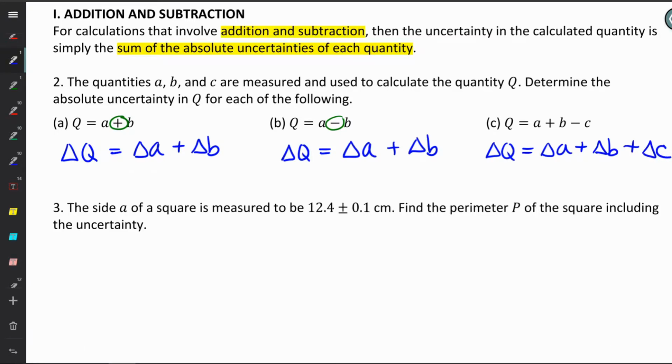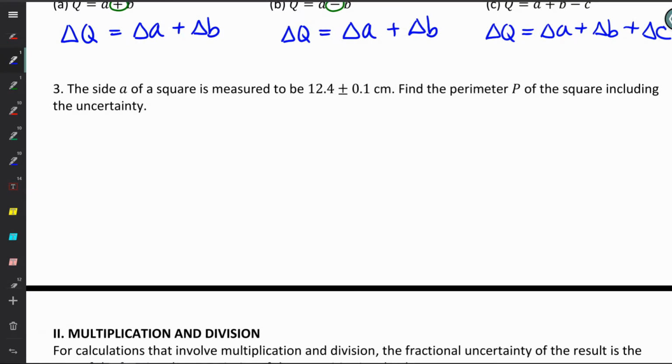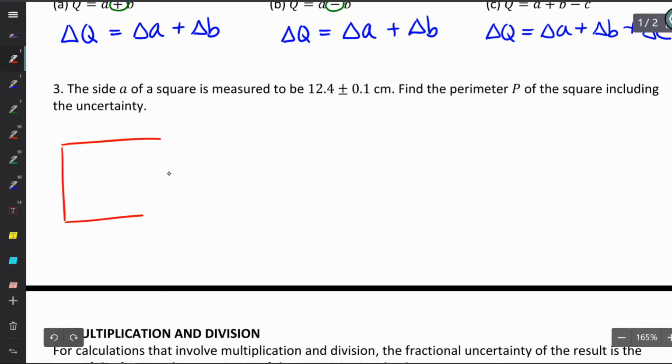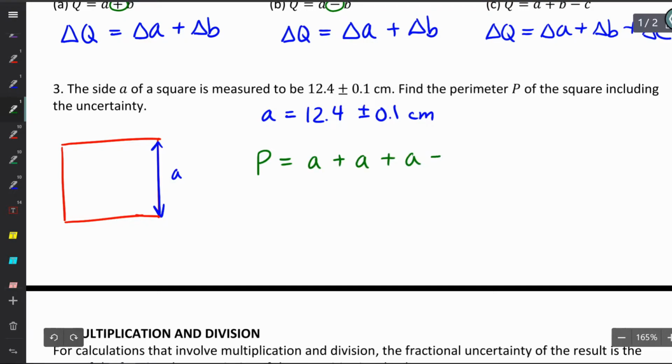Let's do an example problem. The side A of a square is measured to be 12.4 plus or minus 0.1 centimeters. Find the perimeter P of the square, including the uncertainty. Let's draw a picture to make sure we understand what's happening here. We have a square, and each side on this square has length A. And we know that A is equal to 12.4 plus or minus 0.1 centimeters. The perimeter of the square is calculated by adding up the sides, which in this case are 4 A's. A plus A plus A plus A.